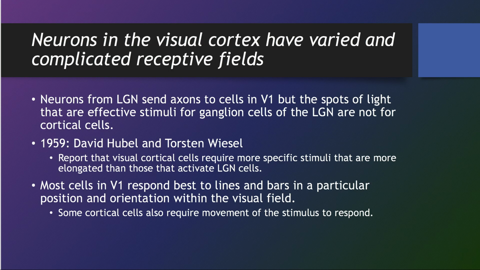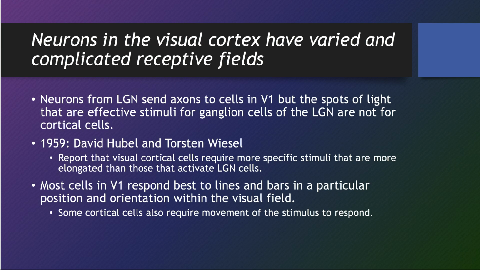Neurons in the visual cortex have varied and complicated receptive fields. Neurons from the LGN send axons to cells in V1, but the spots of light that are effective stimuli for ganglion cells of the LGN are not effective for cortical cells. In 1959, David Hubel and Torsten Wiesel reported that visual cortical cells require more specific stimuli that are more elongated than those that activate the LGN cells.